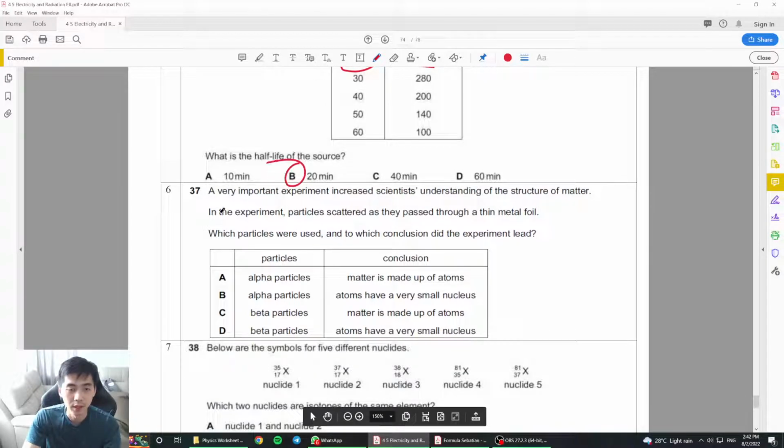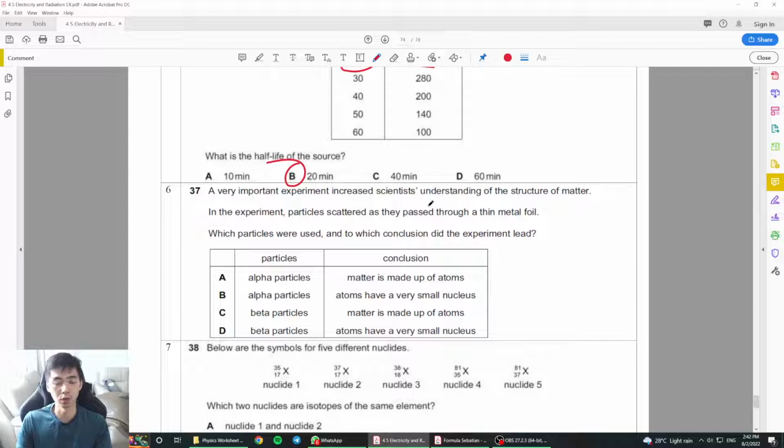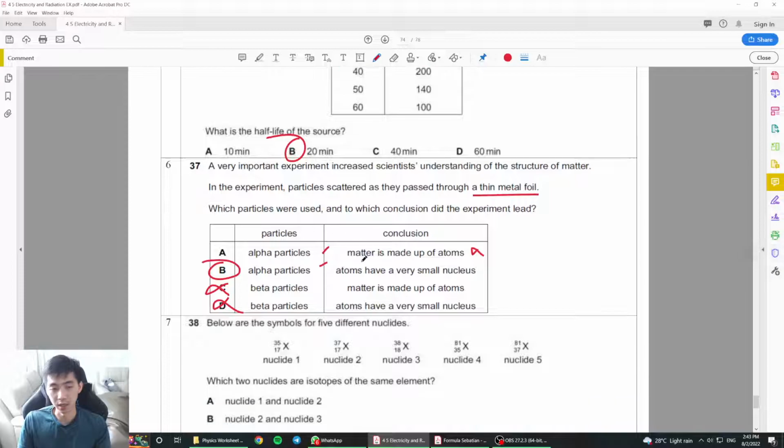Nothing to explain. Okay, a very important experiment increases scientific understanding of the structure of matter. In this experiment, particles scattered as they pass through a thin metal foil. Oh, the gold foil experiment. Which particles were used and to which conclusion did the experiment lead? Definitely alpha particles, not this, not this. Matter is made of atoms. Atoms have a very, very small nucleus. Definitely be here, right?